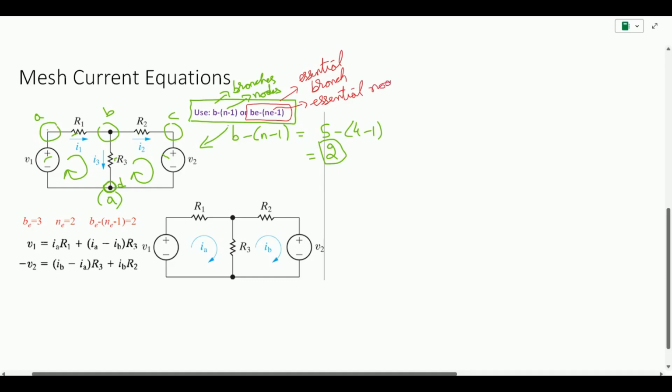And now let us see whether this equation also gives us the value of two meshes or not. So in this circuit, we have how many essential nodes? We have this B, this is one essential node, and we have this D as a ground or common point. So there are two essential nodes, which means our equation will be BE minus NE minus 1. So we know that NE is 2 minus 1.